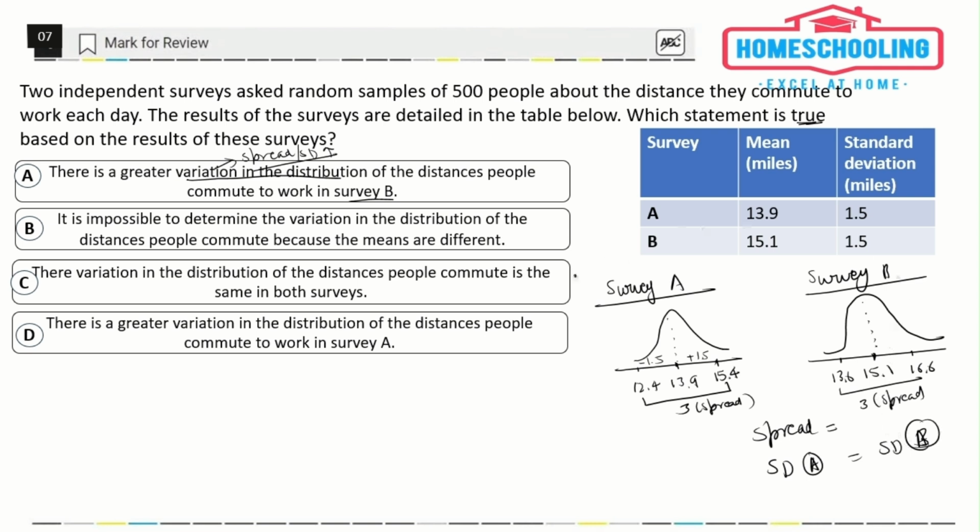So let's find out the options. Option C, the variation in the distribution of the distance people commute is the same. Distribution can also be represented with spread or standard deviation. So option C is your correct answer.